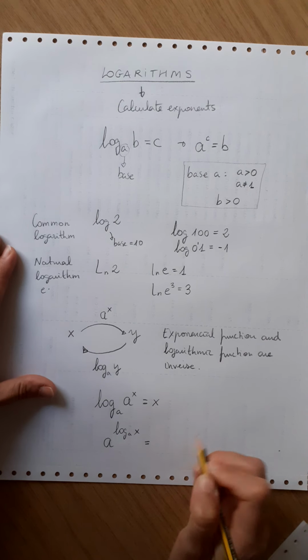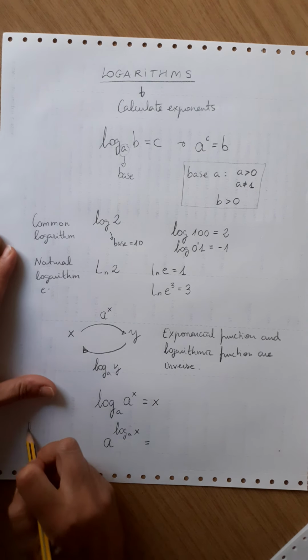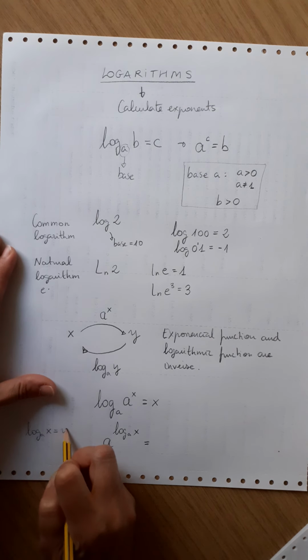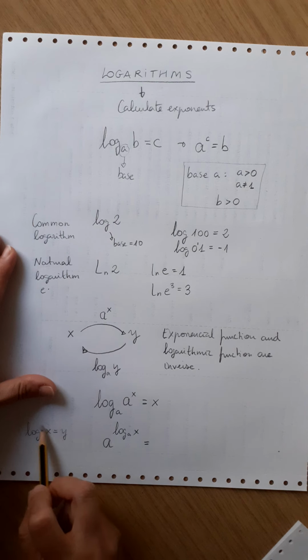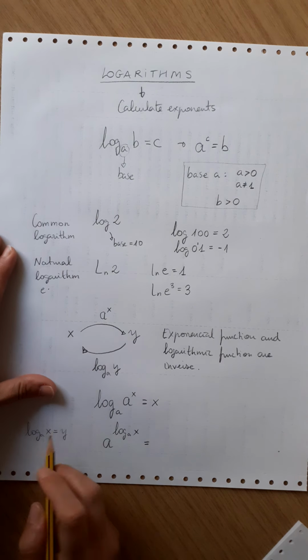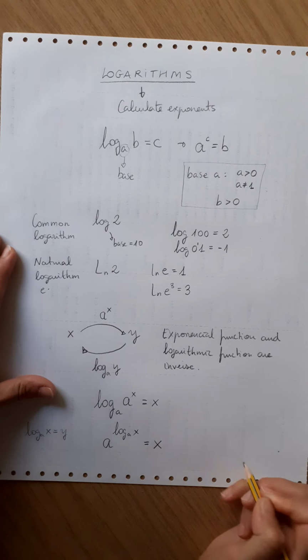And if I apply first the logarithm and then the exponential, I raise a to this, I will come back to x because, look, logarithm base a of x equals, for example, y. So the result of this, the logarithm, is the exponent I need for base a to obtain x. So if I raise a to this exponent, obviously I will obtain x.